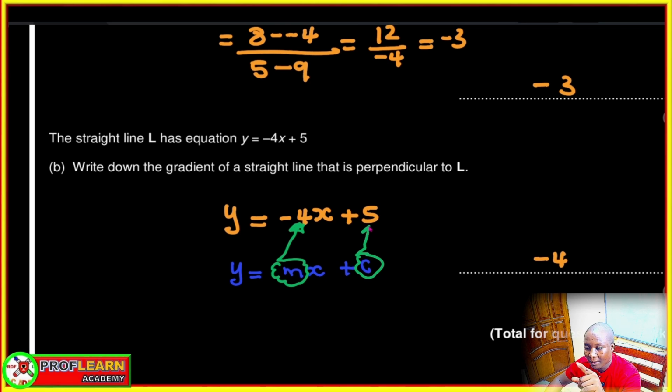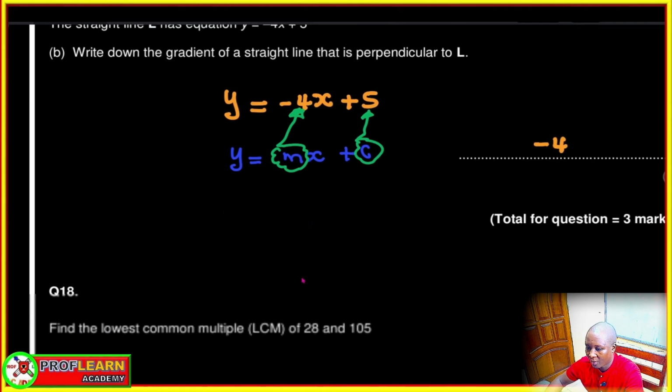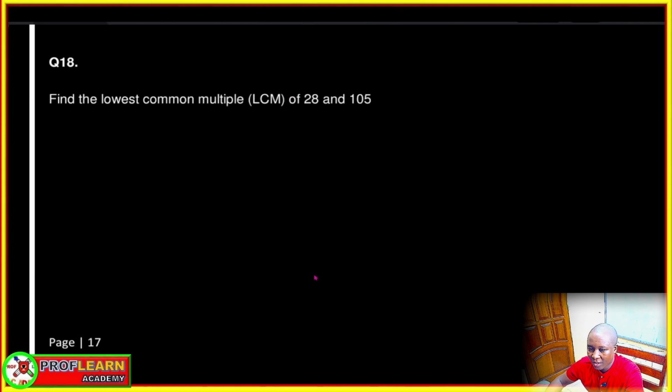So that the product of the gradient of this line times the gradient of the line that is perpendicular is going to be negative 1. When you write the answer for this part B, you say the gradient of the straight line perpendicular to this line L is 1 over 4. I believe we are together.